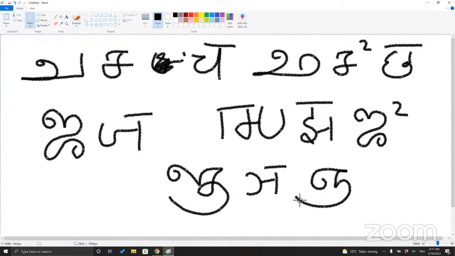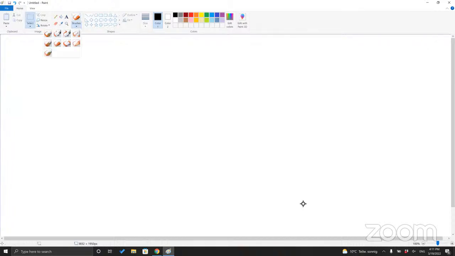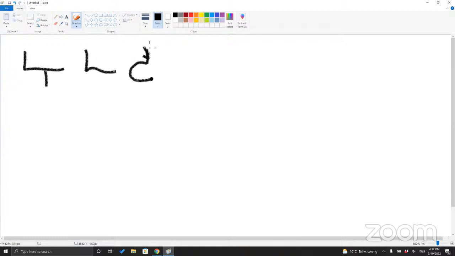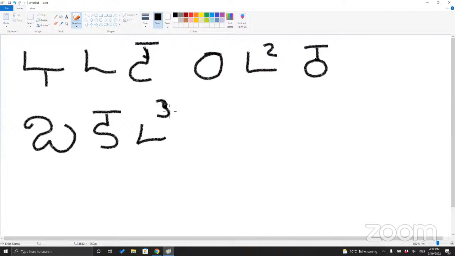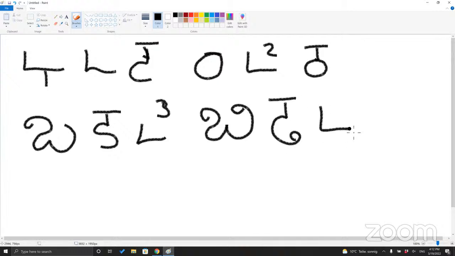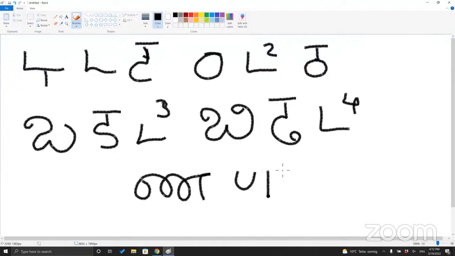Then look at the third varga, the Ta. So we have Ta, we have Ta, then you have Da, then you have Dha, then you have Na, which is same as Tamil Na. Right.